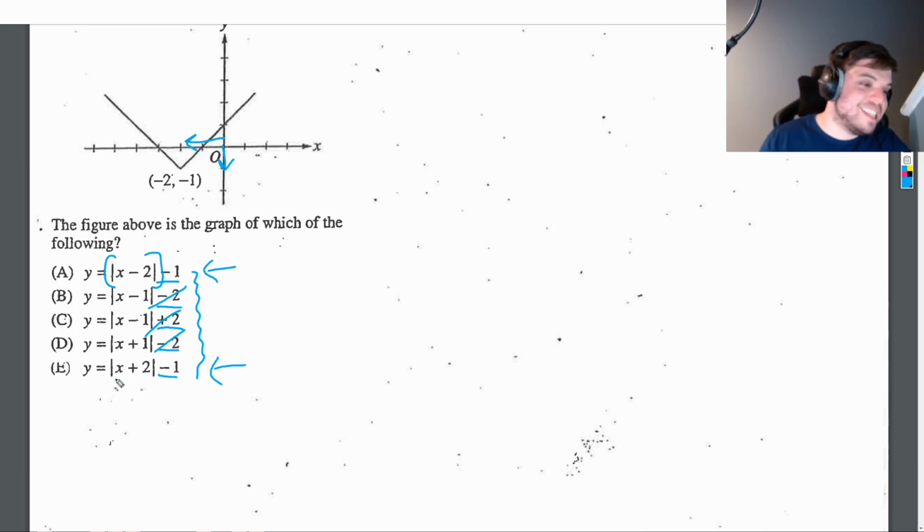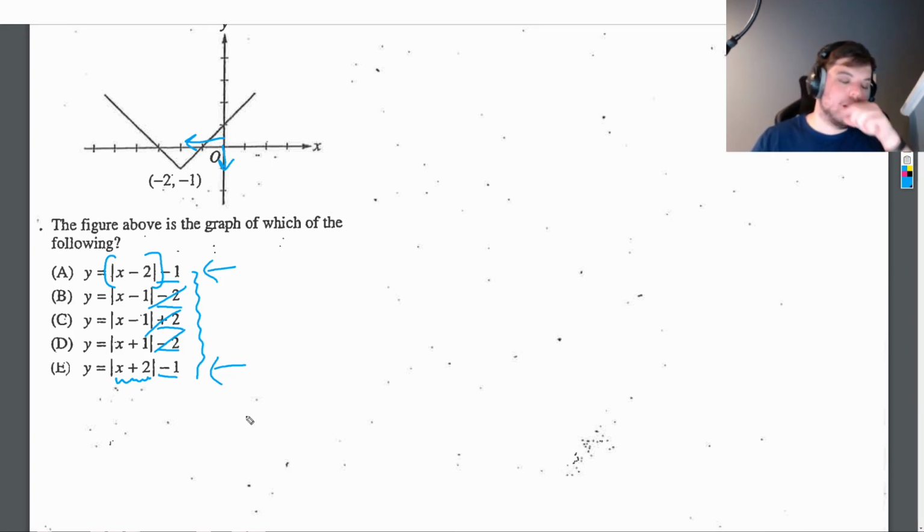So inside, the interesting part, in this case, is the absolute value. What's almost always true is that it's the opposite of what you might think. So x plus 2 shifts it 2 to the left. x minus 2 shifts it 2 to the right. If you think about what that's actually doing, it might make more sense.